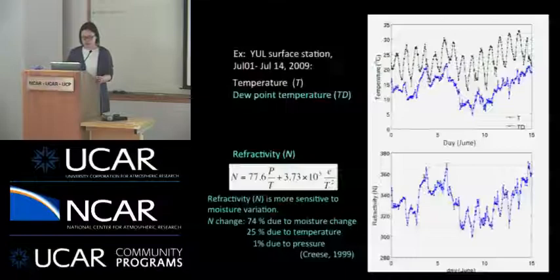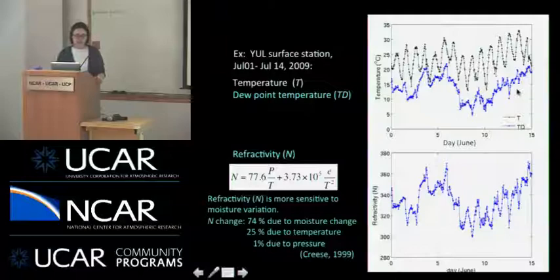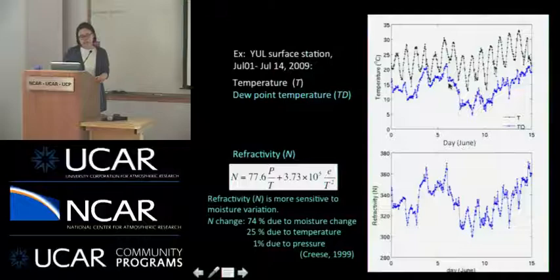Here's an example using a surface station. This is a time series from the Montreal YUL surface station in summertime. The black line is the temperature, and the blue line is the dew point temperature. You can see the diurnal cycle in the temperature. And this plot is the refractivity time series calculated from the surface observations. It's very clear that the refractivity variation is closely related to the dew point temperature variation. So we can estimate moisture information from the refractivity.